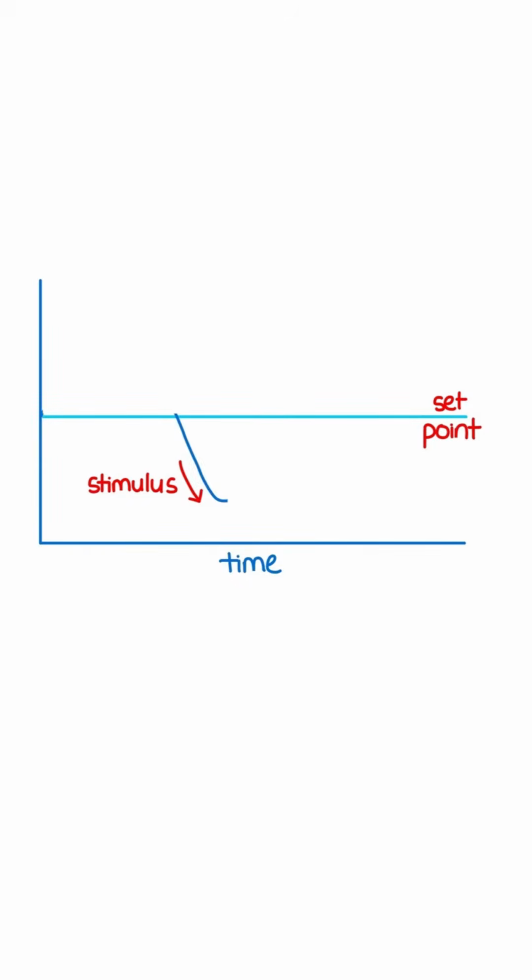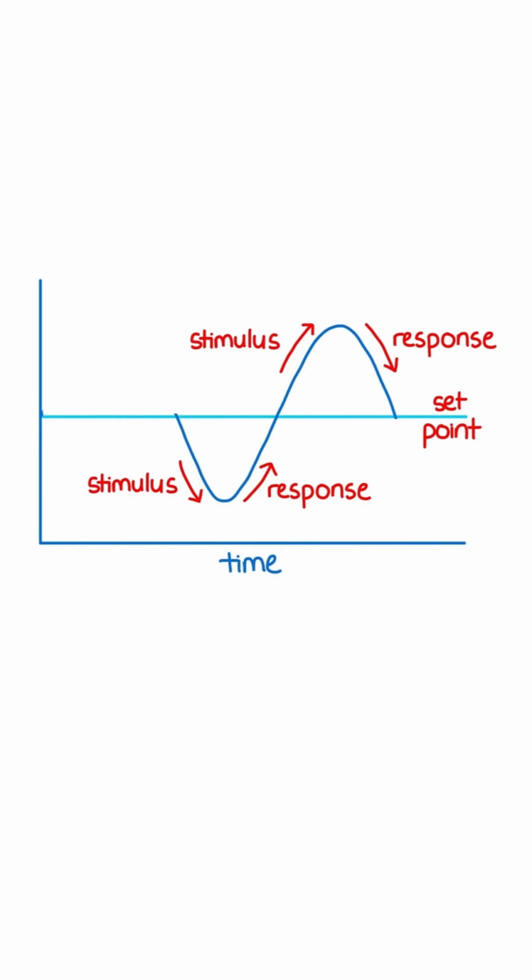Sometimes the level of that parameter will be lower than the set point, and this becomes a stimulus for the stimulus response model and allows for the body to generate a response to bring the level of that parameter back towards the set point. But it's not an exact science, and quite often that response overshoots to create another stimulus that must be responded to using the stimulus response model to bring the body's parameter back towards the set point. And this is what we call homeostasis.